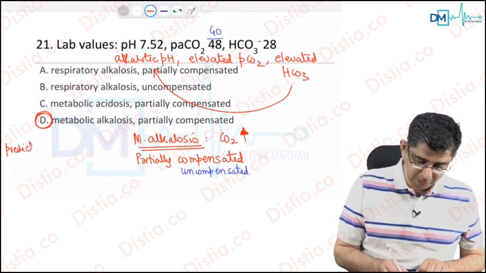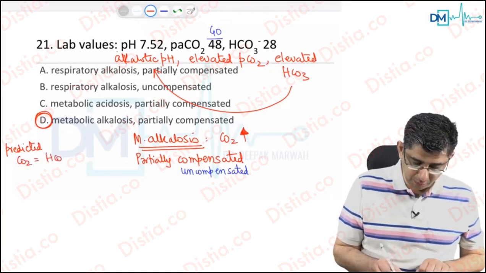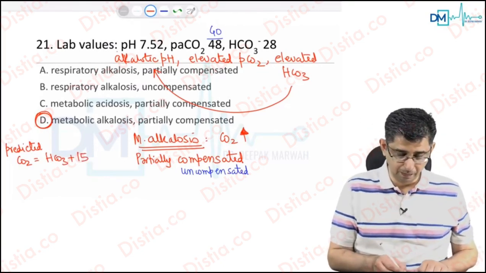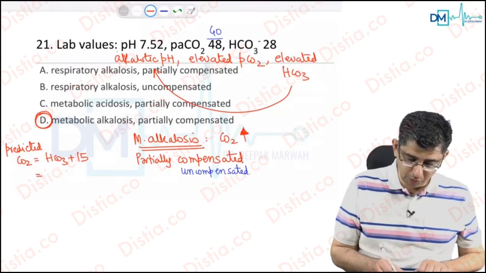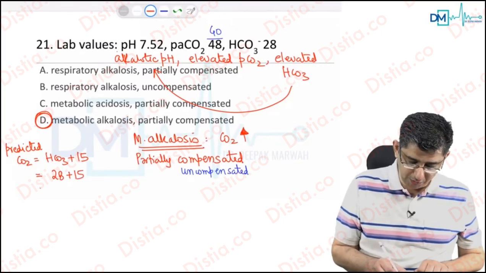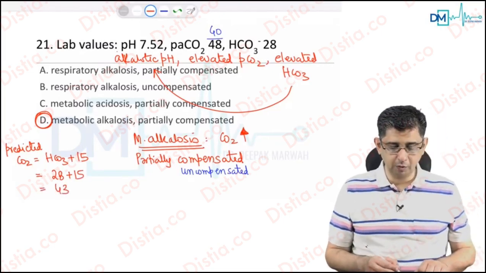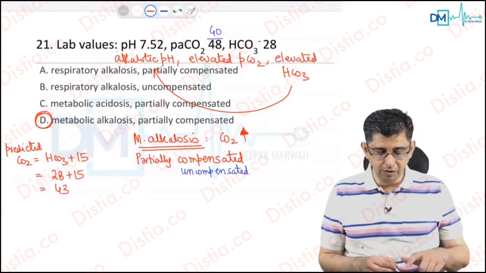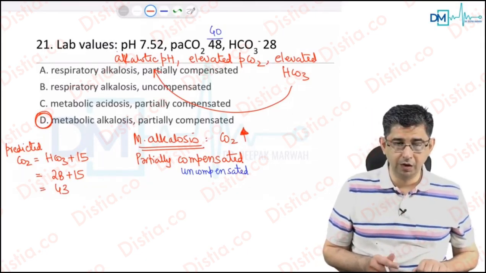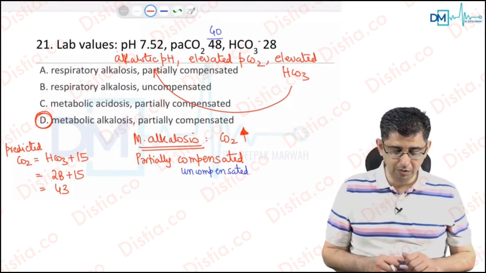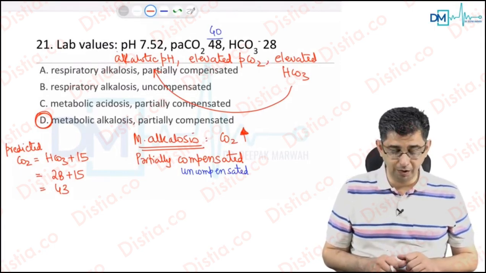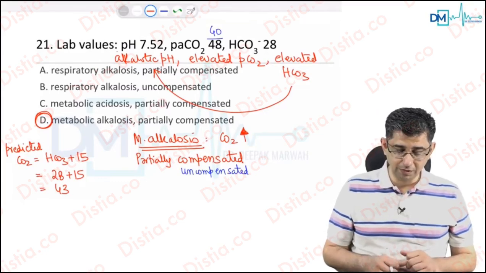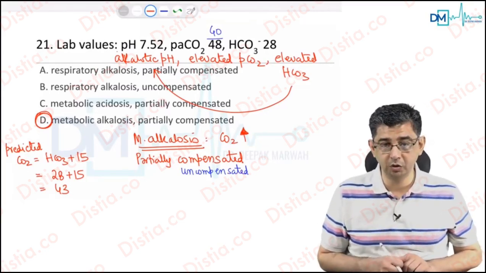Predicted carbon dioxide values for the patient. The formula is same as that for metabolic acidosis, that is bicarbonate value plus 15. The predicted PCO2 of this patient should be 28 plus 15, that will work out to a value of 43. But you can see the fact that the predicted value in this patient is not being met. That tells you the fact that in this particular patient the compensation process is occurring, but it is rather slightly elevated in the patient than what it should be.